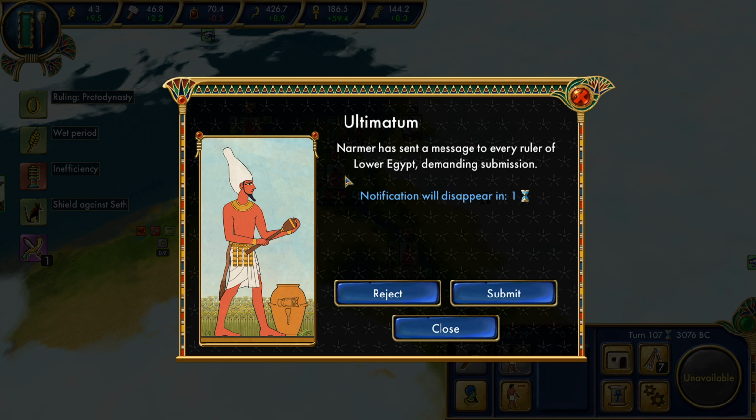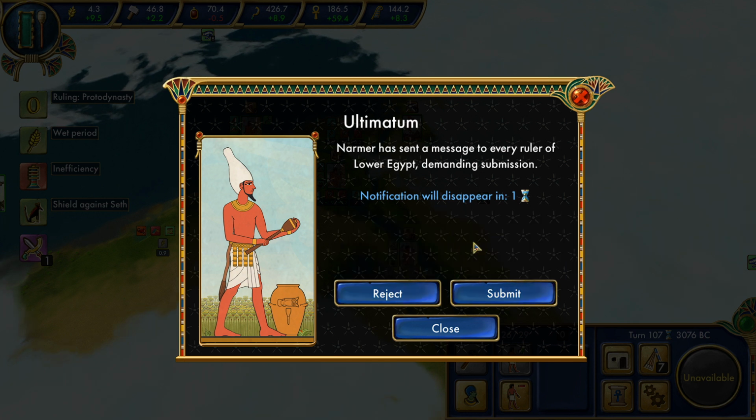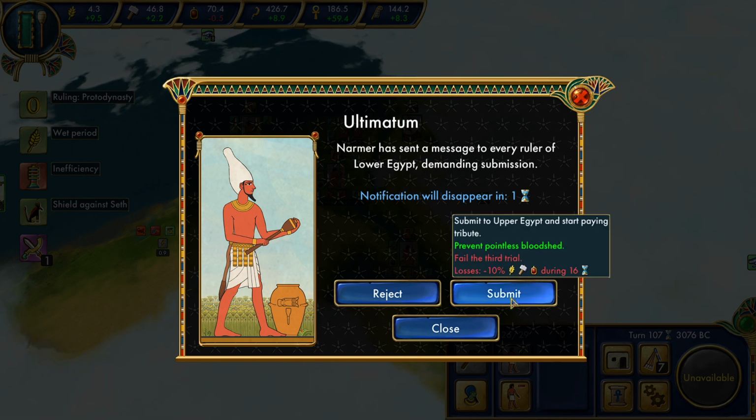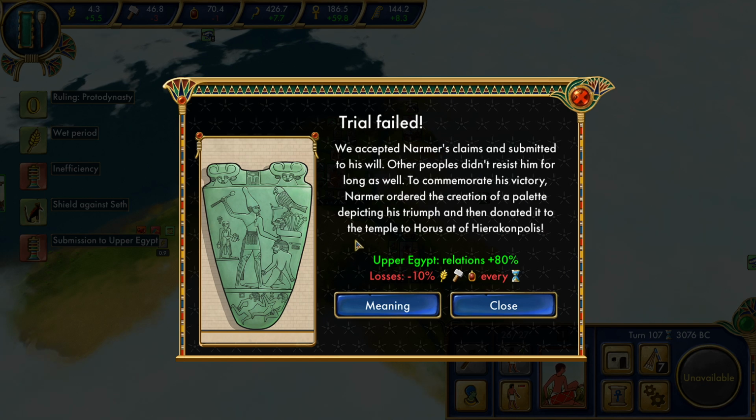Returning then to the ultimatum from Narmer, I want to see what happens if you submit here, because you get different information based on which option you choose relating to the history. And this here, when the notification disappears, if you just advance time, you'll just count as you having submitted anyway. So, trial failed. We accepted Narmer's claims and submitted to his will. Other peoples didn't resist long as well. To commemorate the victory, ordered the creation of a palette depicting his triumph, donated it to the temple to Horus of Hierakonpolis. Anyway, relations back to being improved, and we have these losses as we noted.